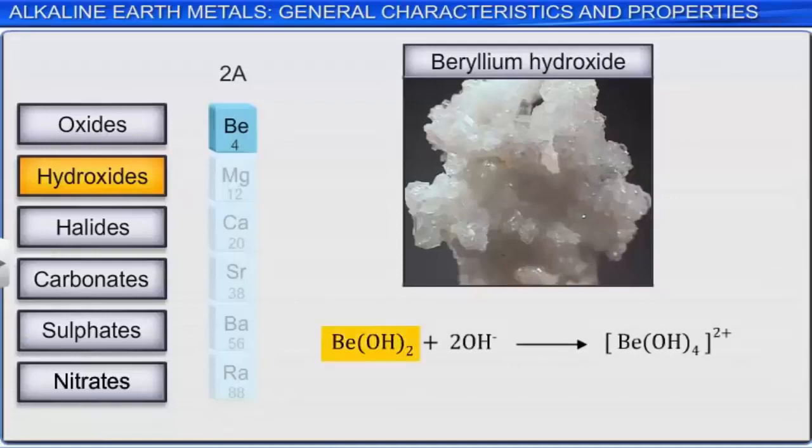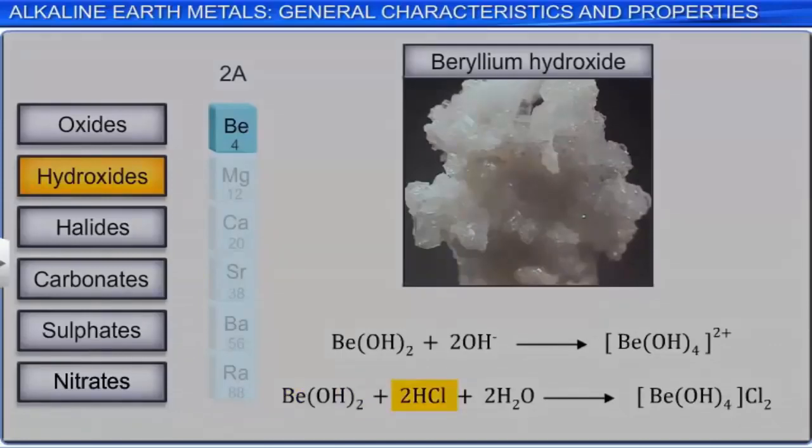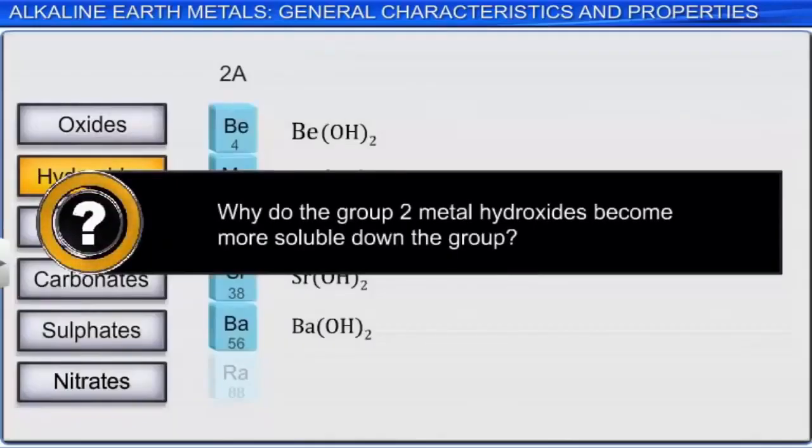In the first reaction, beryllium hydroxide acts as a Lewis acid by accepting electron pairs from hydroxide ions. In the second reaction, beryllium hydroxide acts as a base with hydrochloric acid.